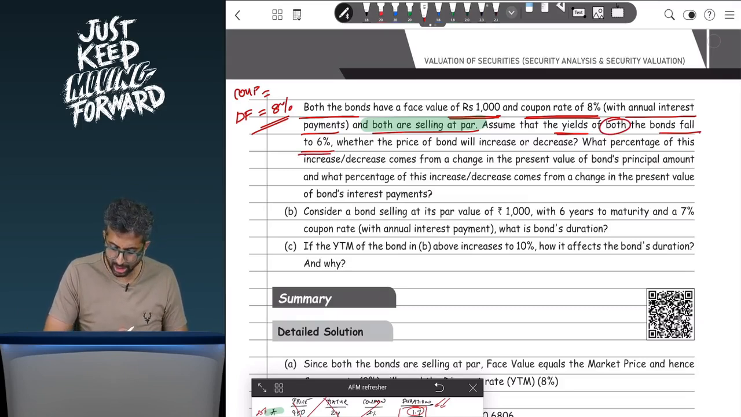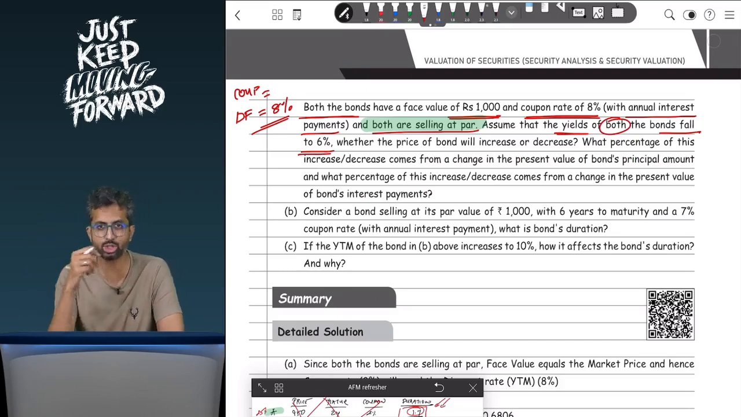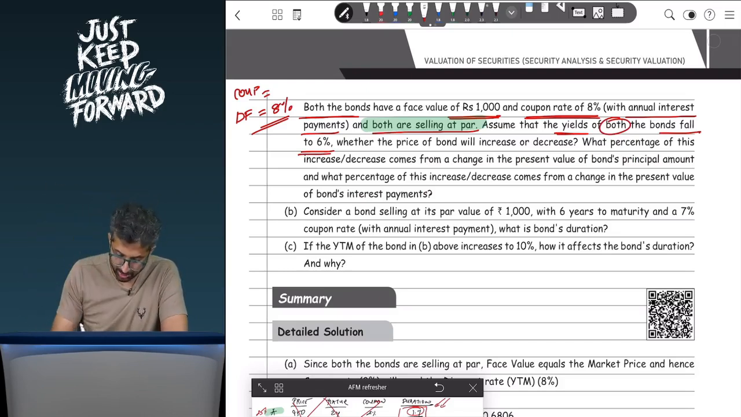Okay, assume that the yields of both the bonds fall to 6%. Think and tell me, if the yields fall by 2%, what will happen to the market price? Will it increase or will it fall? Increase. Perfect. Going in the right direction. Whether the price of the bond will increase or decrease. Okay, we will answer increase.